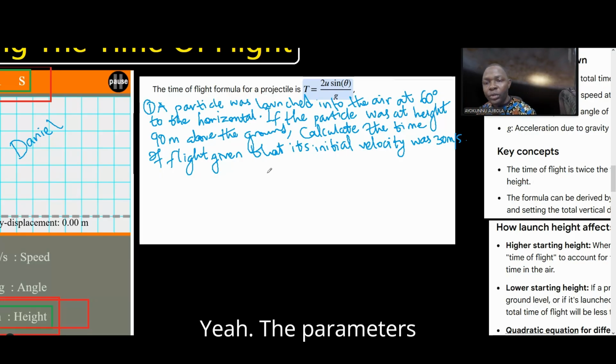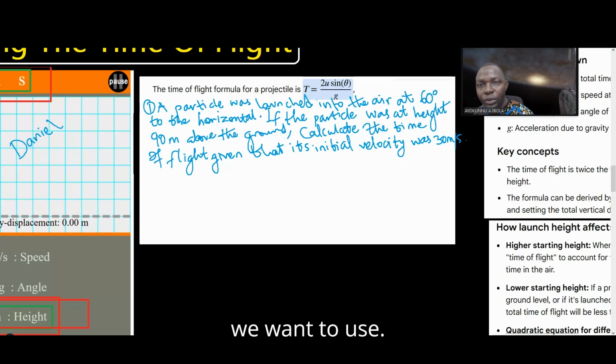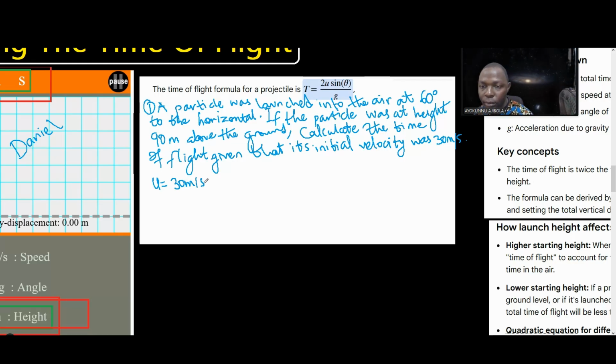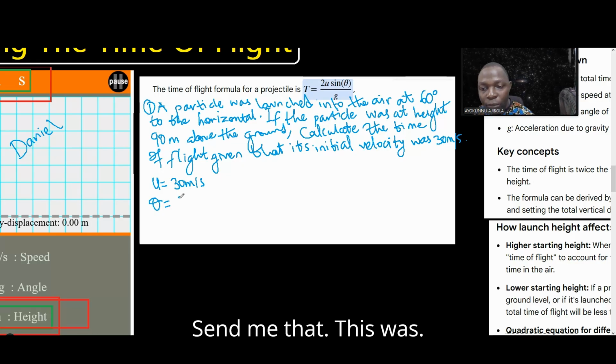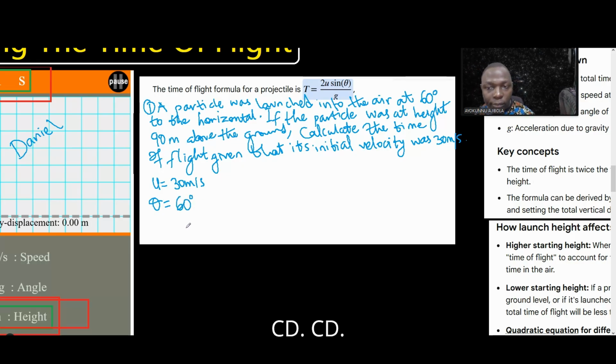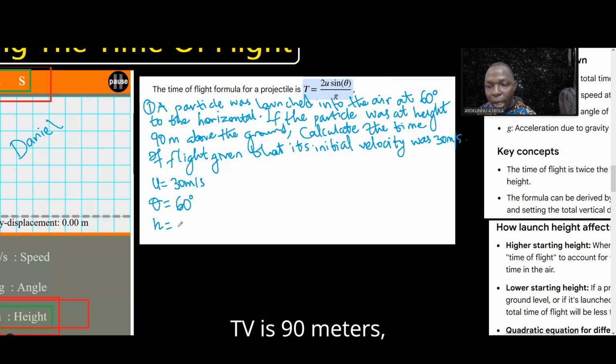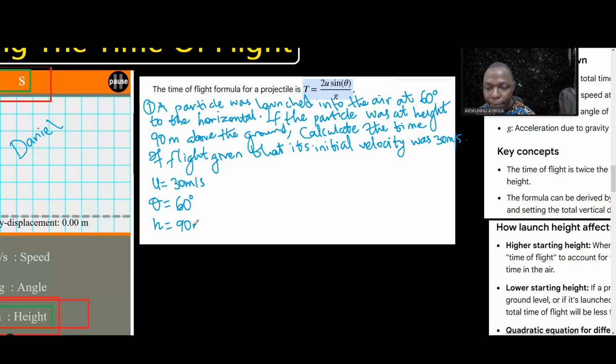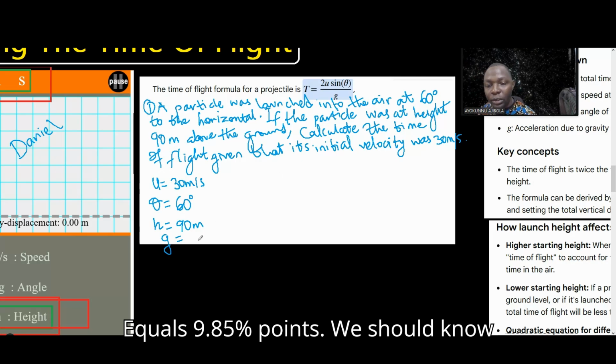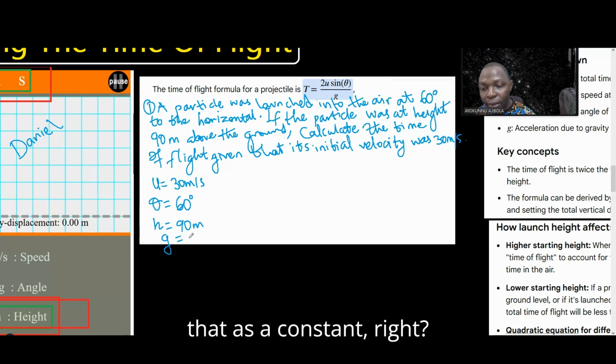Yes, sir. So now, what are the parameters we want to use? U is what? Initial velocity. No. U is what? 30 meters per second. Theta is what? 60 degrees. Then what else? Height is 90 meters, right? Height 90 meters. But look at the gravity, it is 9.8 meters per second squared. G equals 9.8. We should know that as a constant, right?